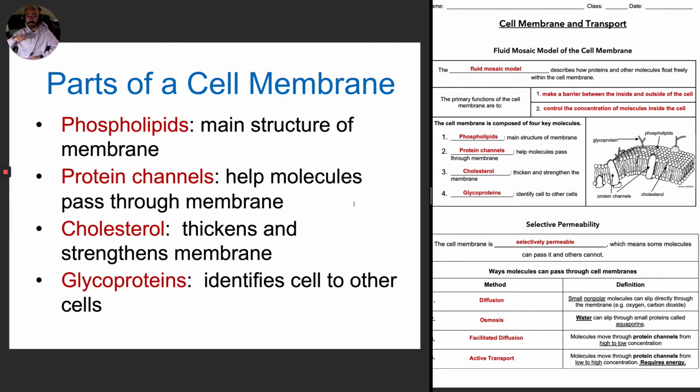And then lastly, there are glycoproteins. And these identify the cell to other cells. So I like to think of these as kind of like flags or markers or almost like an ID that the cell uses to say, hi, I'm me. So let's look at these.